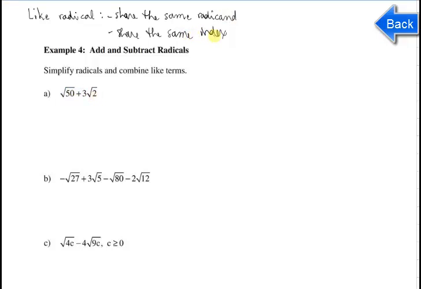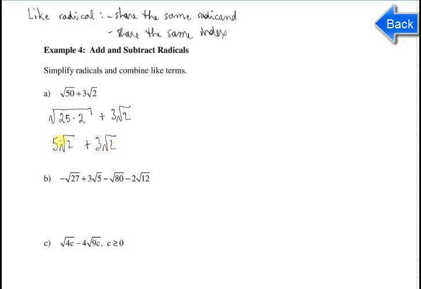It's easy enough to know if they have the same index, but not always easy enough to know if they have the same radicand. And so in our first example, it looks like we have to simplify root 50. The largest perfect square that fits into 50 is 25. So I'm going to write root 50 as the square root of 25 times 2. And 3 root 2 is already as simplified as it can be, because you cannot simplify square root 2 any more than it is. I can take the square root of 25, which is 5, and remove that from the radical sign. And so I have 5 square root 2 plus 3 square root 2.